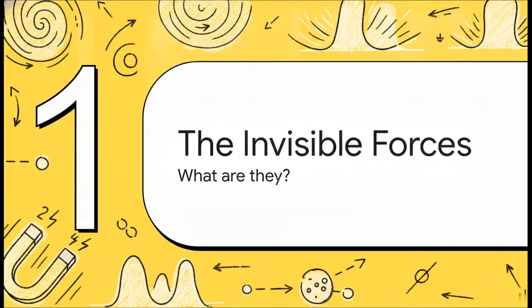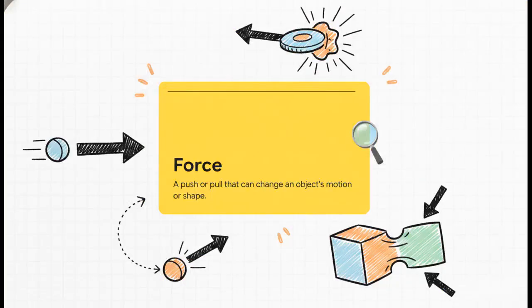Section 1. The invisible forces. So what actually is a force? Well, at its most basic level, it's simply a push or a pull that has the power to change how an object behaves. A force can make a totally stationary object suddenly move. It can forcefully stop an object that's already in motion. It can even change an object's direction or entirely alter its physical shape. It is the ultimate instigator of change in the world of physics.